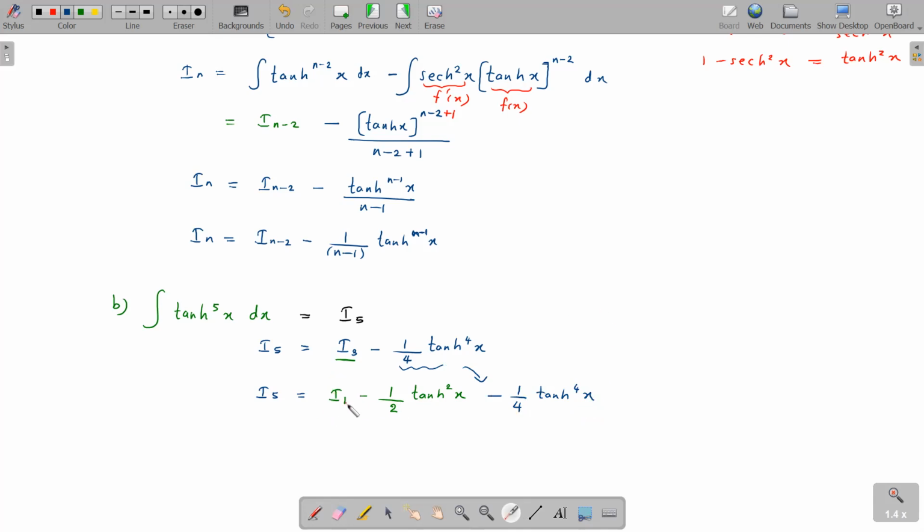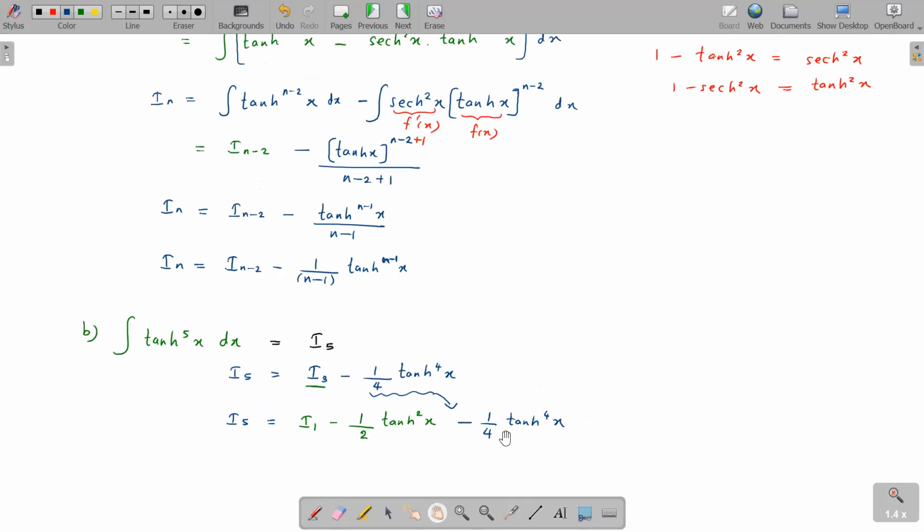Then I1, do you think I need to use the reduction formula again? No, because if you go for I1, I get here 1 minus 2, I get I minus 1. So don't go for negative. Basically, in this case, we can't go for I naught. So we can stop at I1. So who is I1?